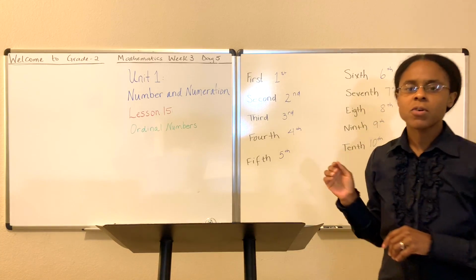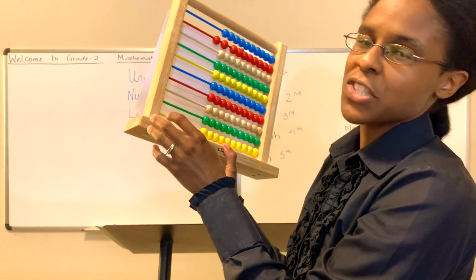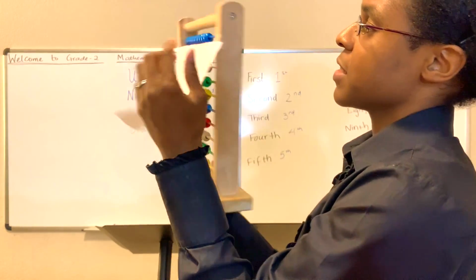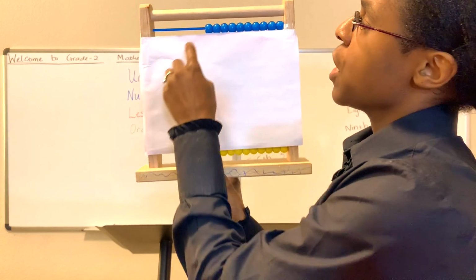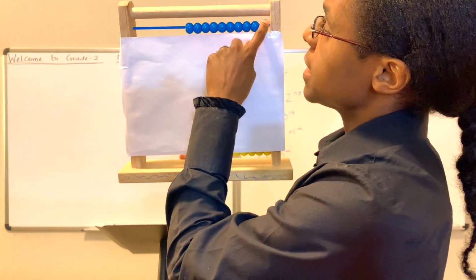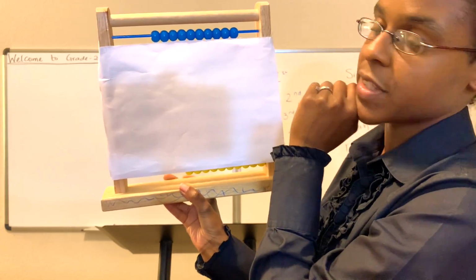To give you an example of how we would use something like this, I trust you've used this often in the past. You'll say, I'm first in line, or I'm second. Here we have some beads. There are 10 beads on every row. So this row also comes with 10 beads.